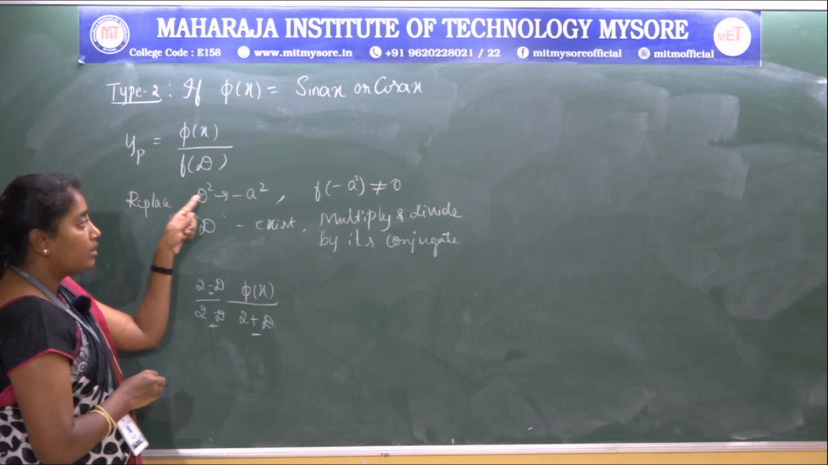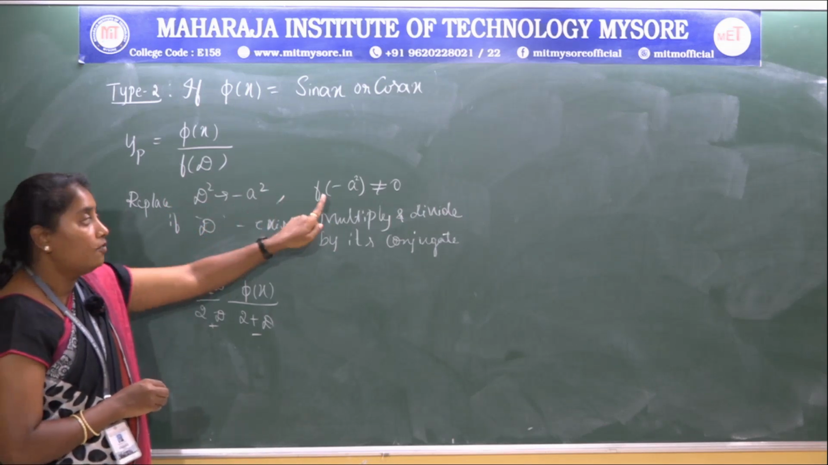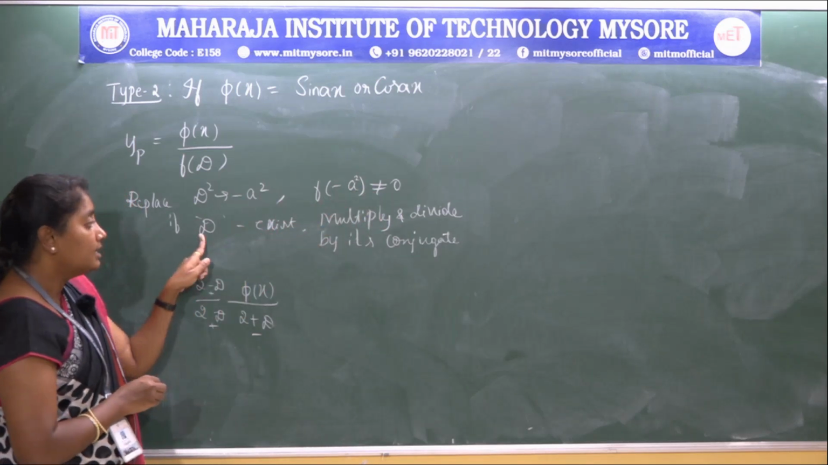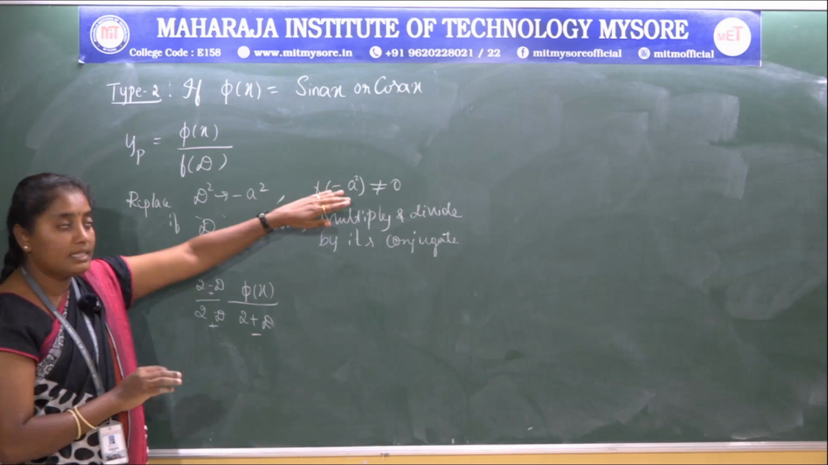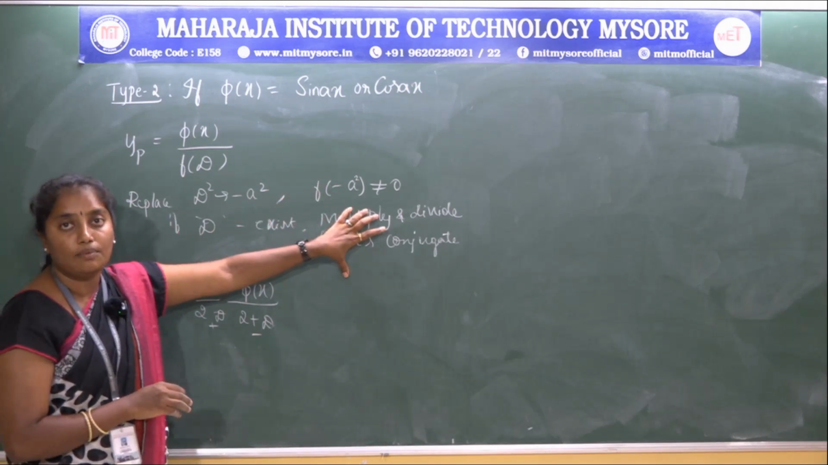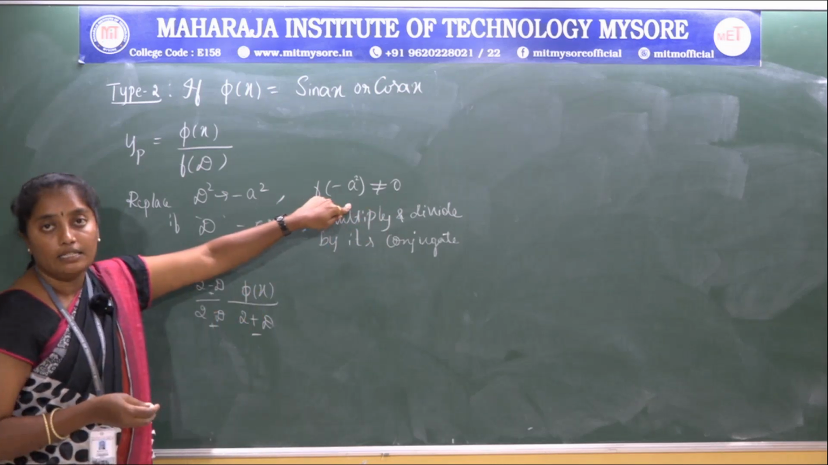Then again we have to continue the same procedure. Replace d square by minus a square. If it is not equal to 0, then that is the complete solution. If in case the d term exists, then we have to apply the same procedure. If the d term doesn't exist, this will be the final solution.